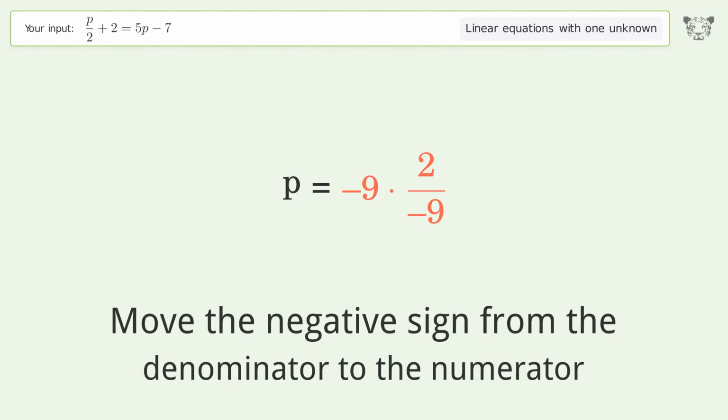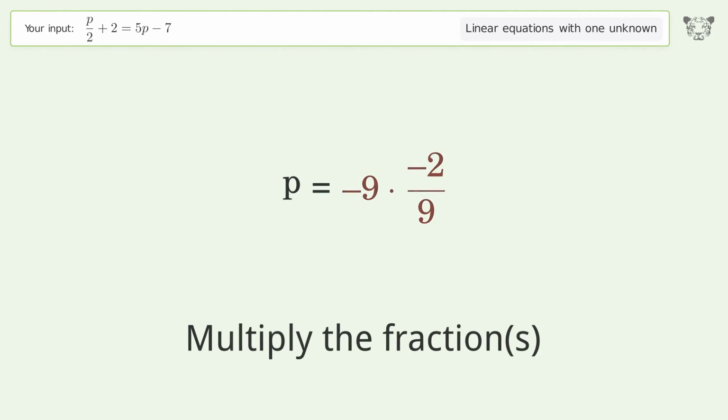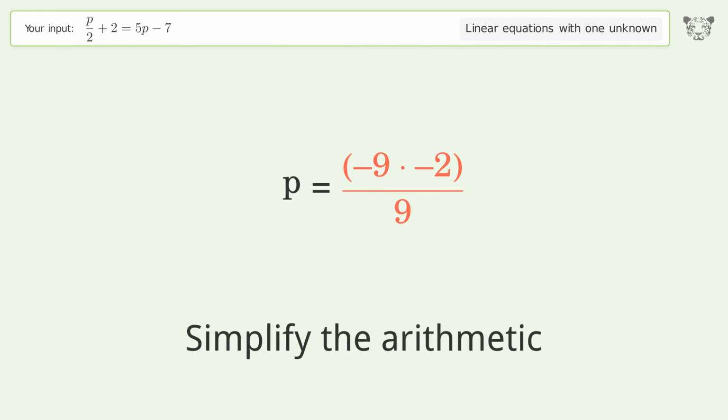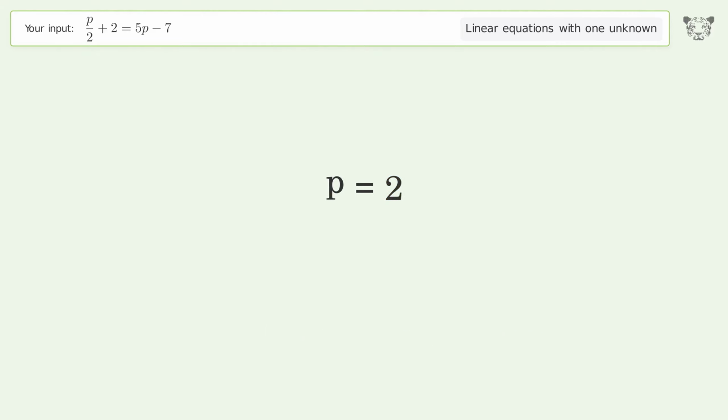Move the negative sign from the denominator to the numerator. Multiply the fractions. Simplify the arithmetic. And so the final result is p equals 2.